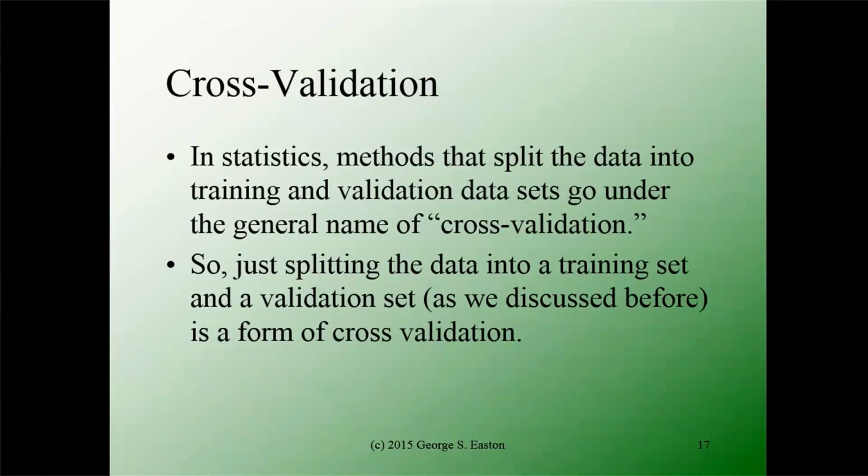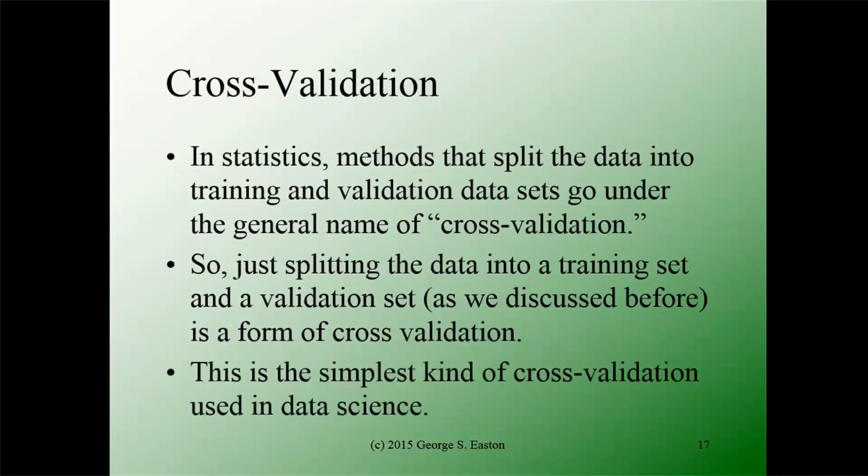So let me just clarify a little bit the difference between the first and the second bullet here. Many of the methods that go under the name of cross-validation in statistics involve splitting the data into training and validation data sets multiple times. What we have done so far is just take our data and split it into a training and a validation and perhaps a test data set as well, but just a single time. So when we split the data into a training and validation data set randomly a single time, this is really the simplest kind of cross-validation that we might consider doing.